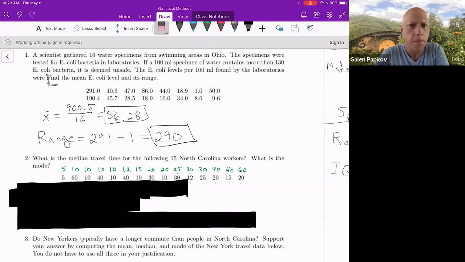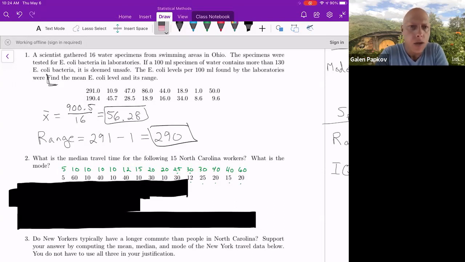The range, and I know we didn't talk about the range yet, but you may be familiar with it. Range is going to be the total span of your data. So it's how far the smallest value is from the biggest one. And so if you do 291, which is your largest value, minus 1, which is the smallest value in the sample, you get 290. And that's your range.